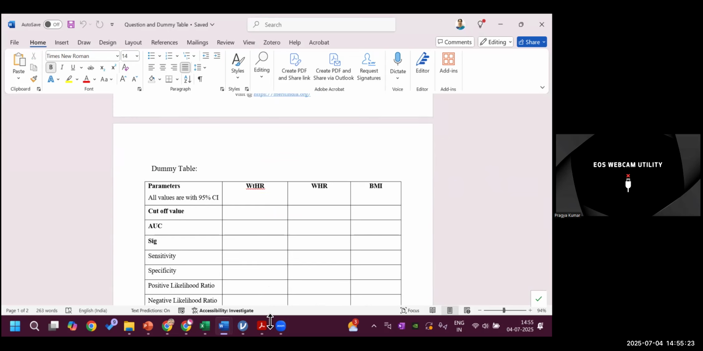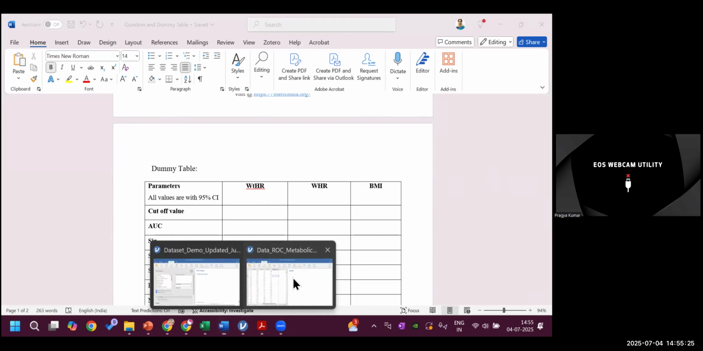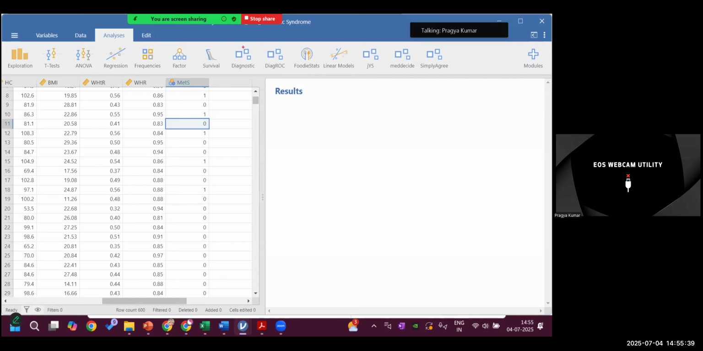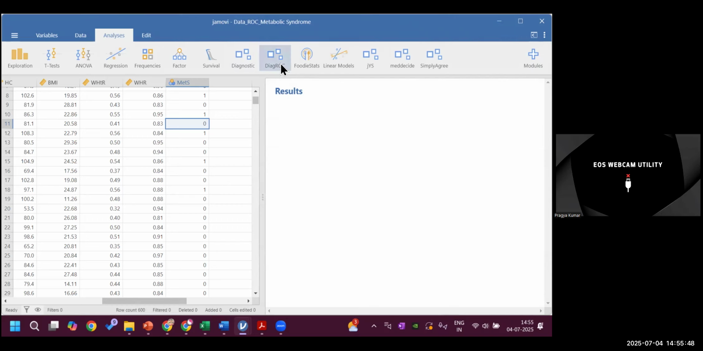In case of a ROC, I think we have asked you to download 3 modules of ROC from here, and those 3 modules are the diagnostic ROC, and there was a JYS. But the most important one is the diagnostic ROC. So we will demonstrate from this. Click on this diagnostic ROC and then run ROC analysis.